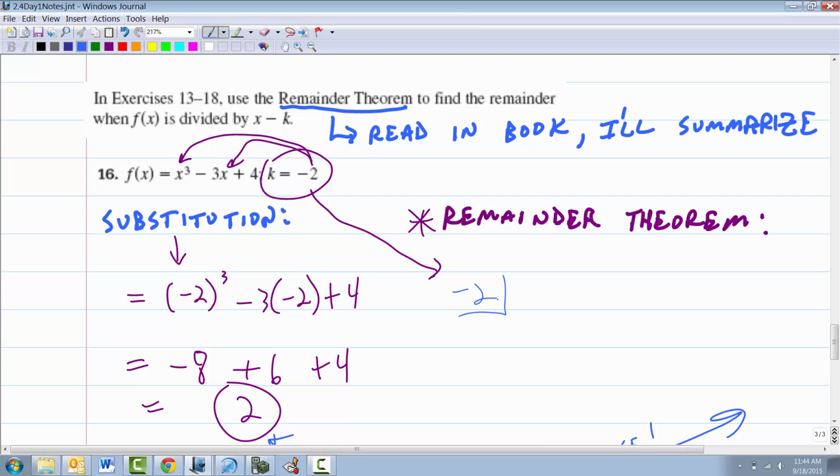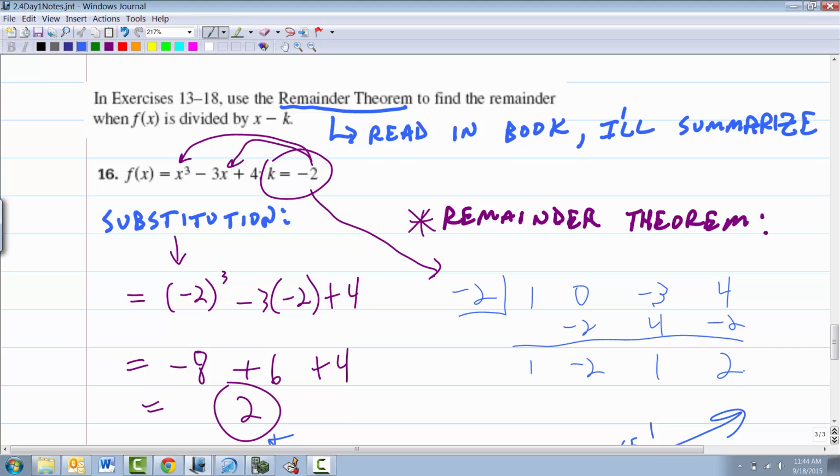Watch what happens when I synthetically go through the process of what I'll call synthetic substitution instead of division. By the way, what's next? This is what kills students. 1, 0, negative 3, 4. We're missing a term. Get the missing terms put in there. 1, negative 2, 4, 2.